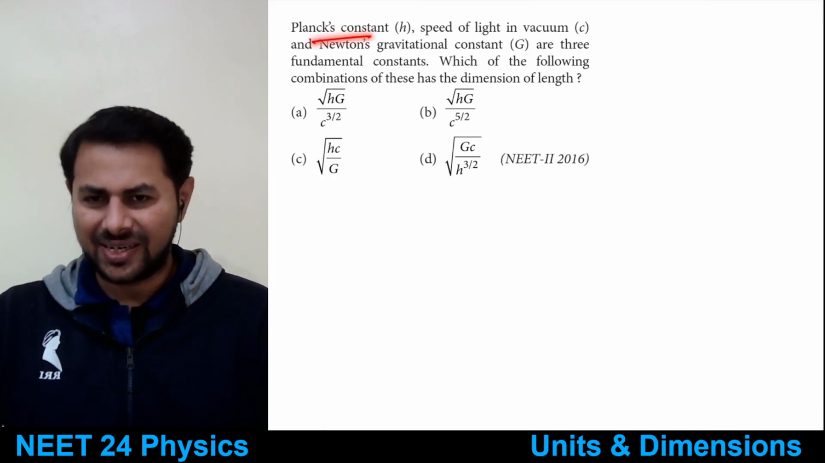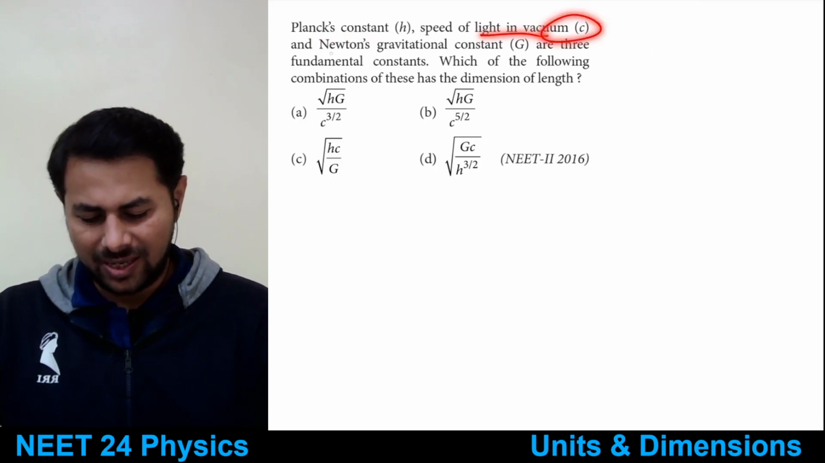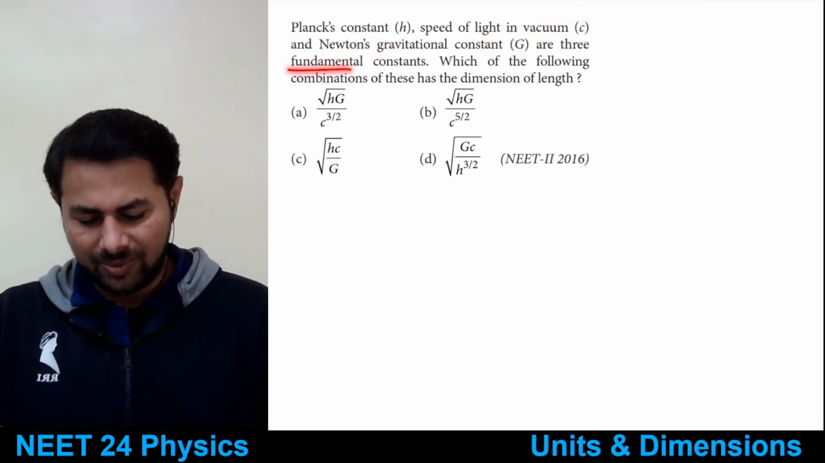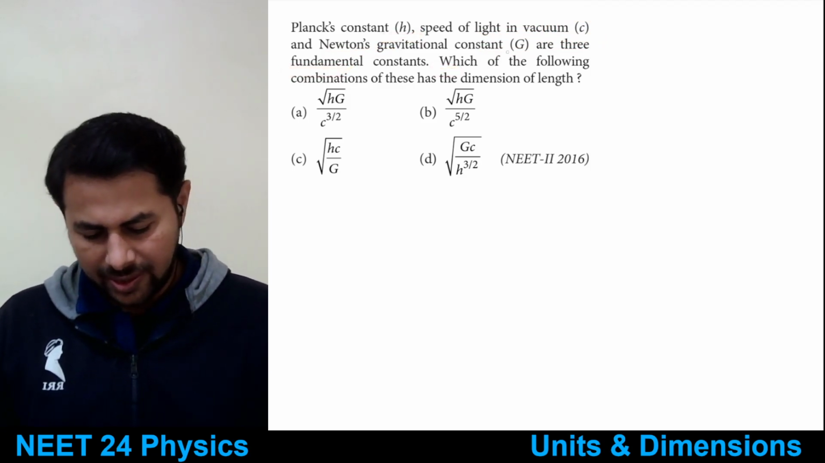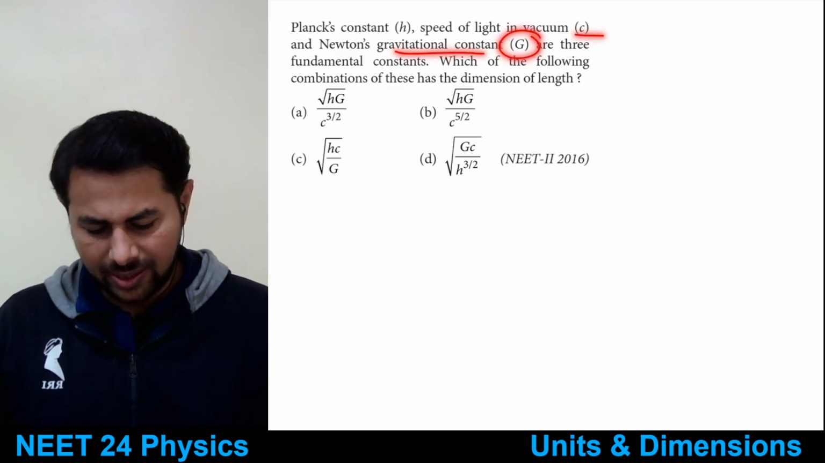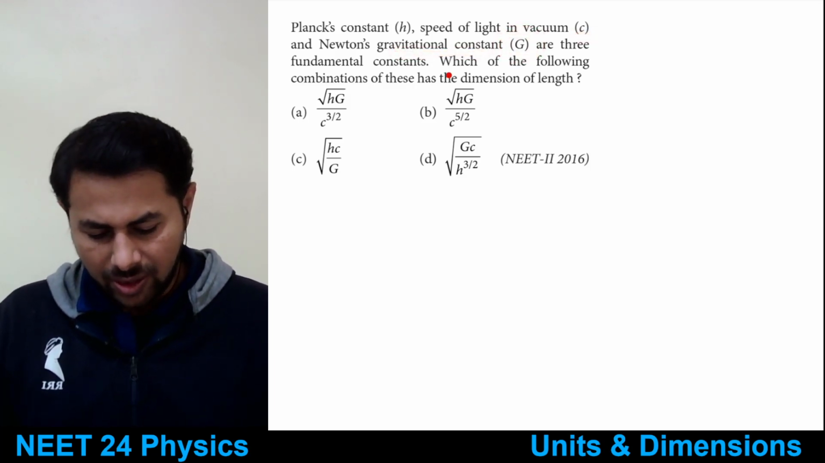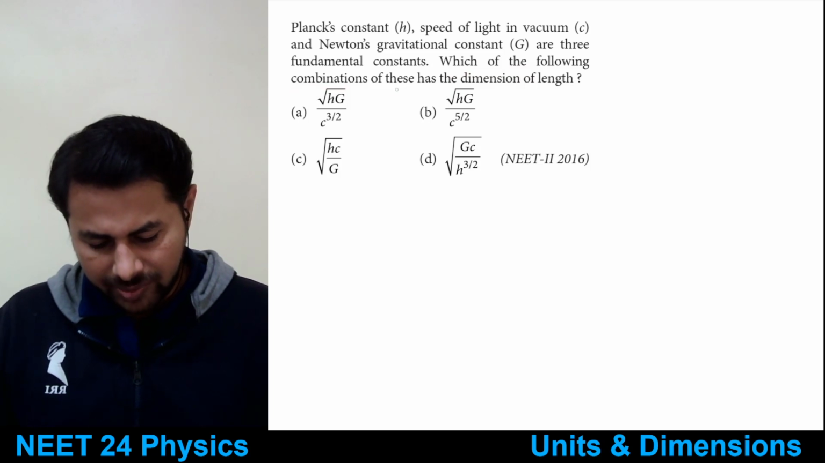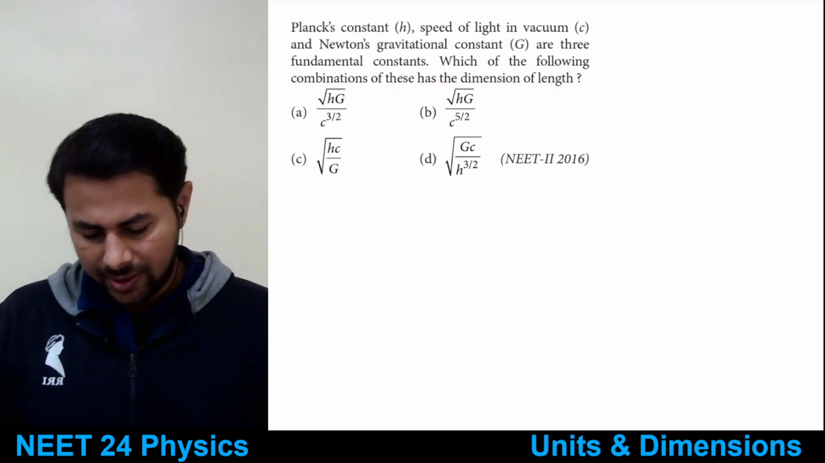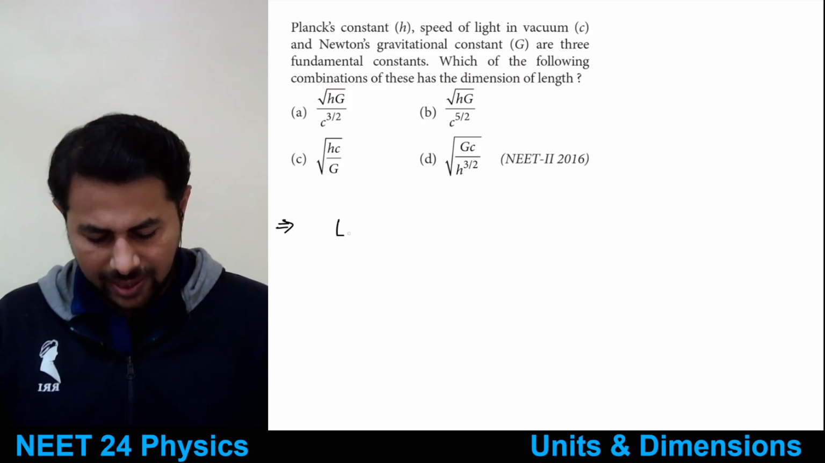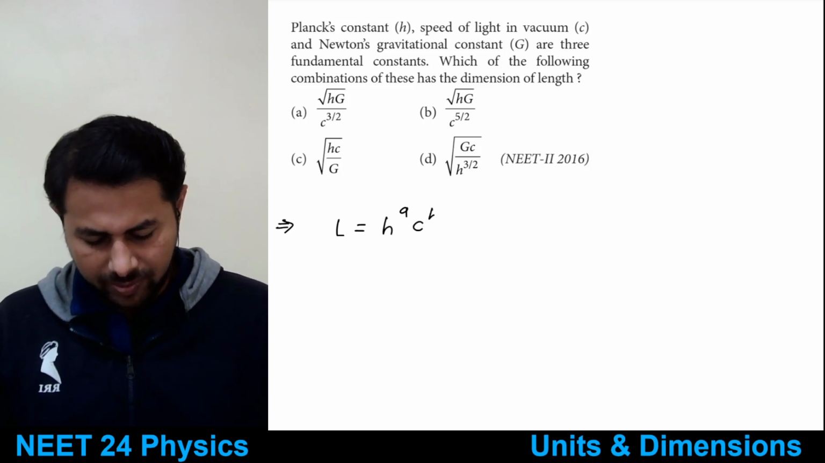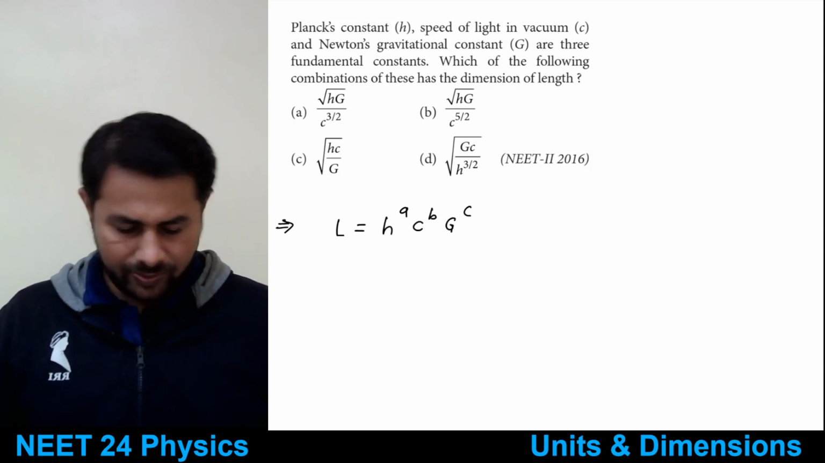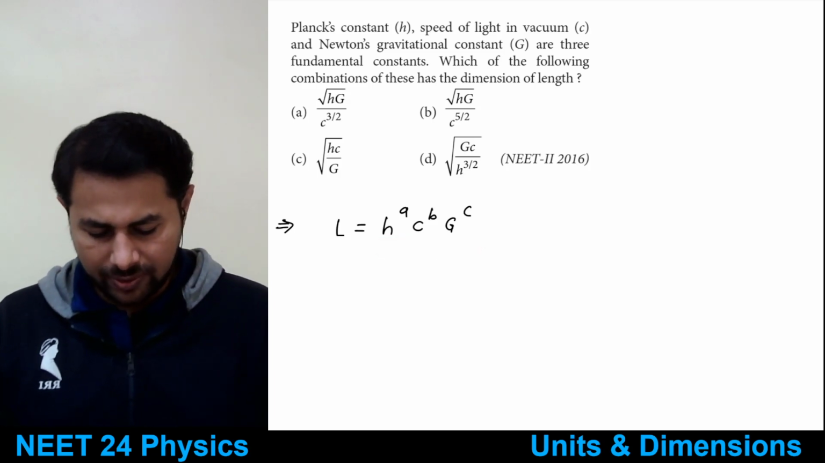Planck's constant h, speed of light in vacuum c, and Newton's gravitational constant g are three fundamental constants. Which of the following combinations of these has the dimensions of length? So you need to represent L in terms of h to the power a, c to the power b, and g to the power c. Now if we try to do this, it will take very long time.